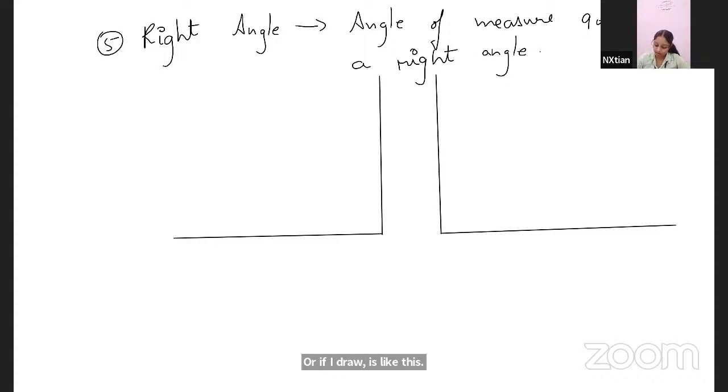This is also 90 degree and this is also 90 degree. Both are 90 degree because they are forming a straight line going up. And the angles that form a straight line are 90 degree. You can name it.